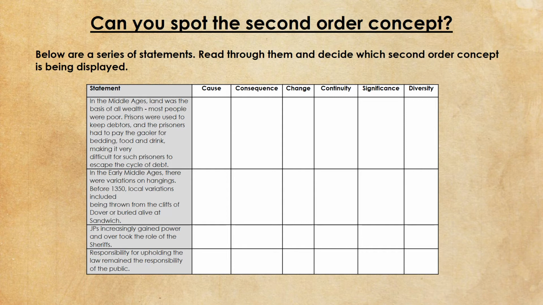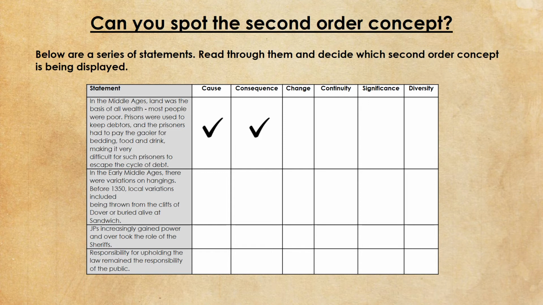In jail, you have to pay for everything for the jailer. That means that you are more in debt than you were before, and that cycle continues and you have to stay there. So what is the second order concept on show here? Well, because they're talking about the reasons why people end up in jail in this particular time period, it's an example of cause. But because that cause then leads to the cycle of debt, which means that they stay in prison for even longer, they're also displaying consequence here. The consequence of being in debt is that you go to jail. Okay, so that's an example of cause and consequence.